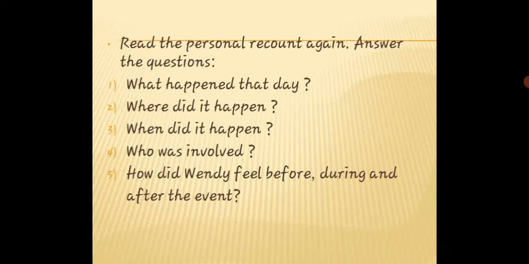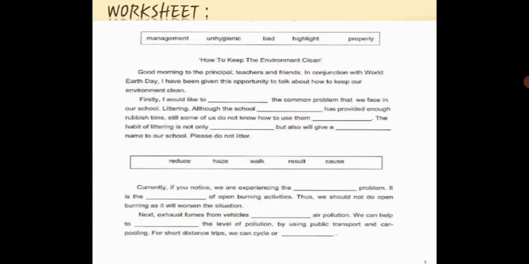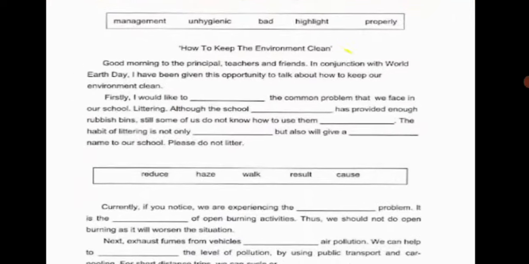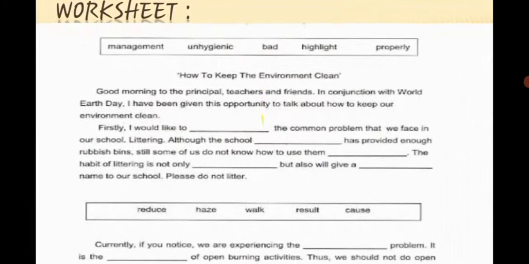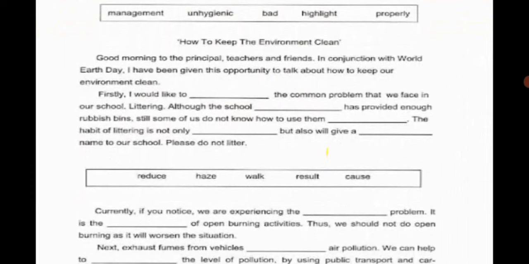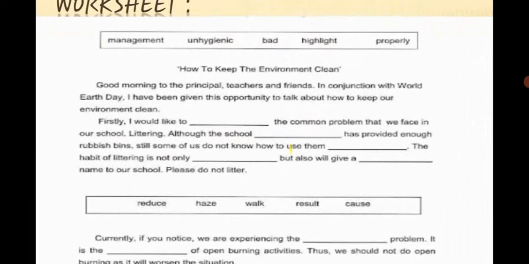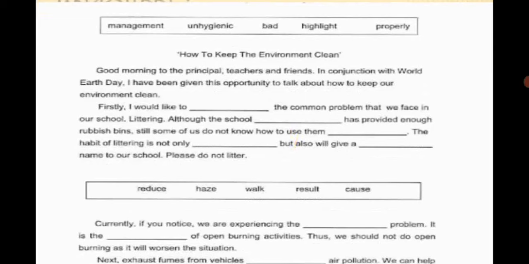All right. And now this is the worksheet, and you can say it is the complete review of your chapter, and the topic name is how to keep the environment clean. All right, and you have some options with these paragraphs or these lines. So choose the correct option to fill these blanks over here.